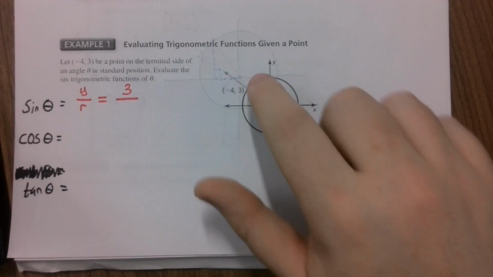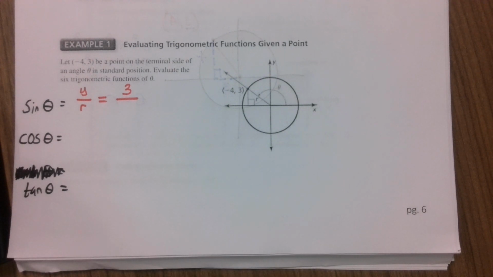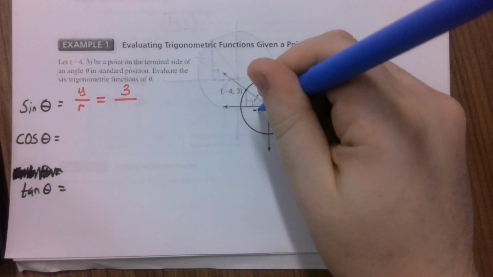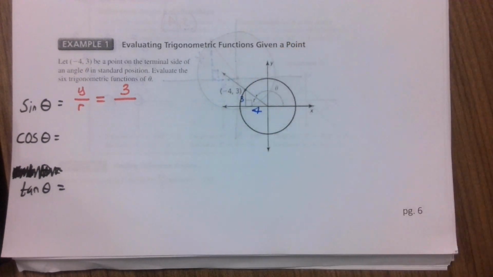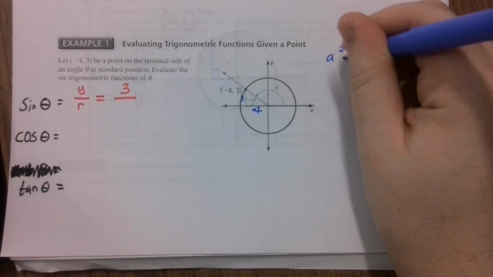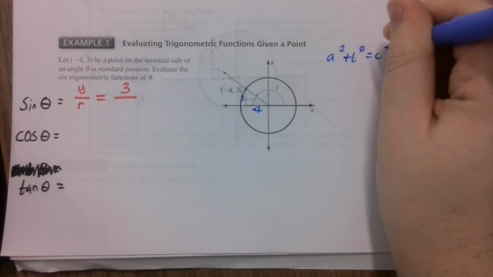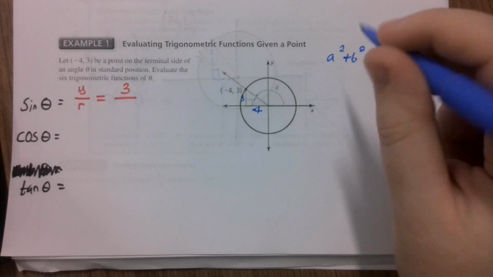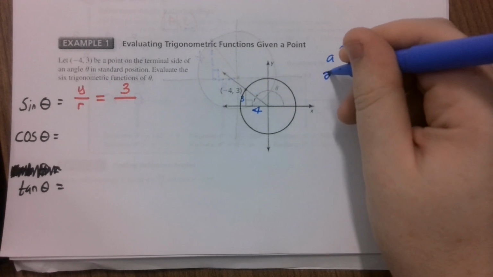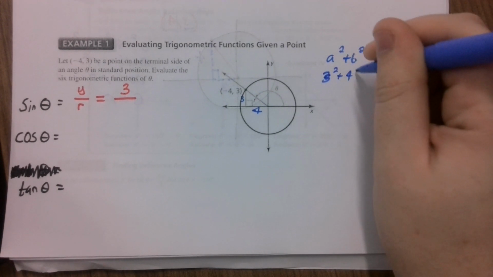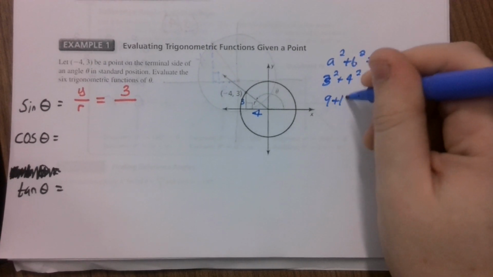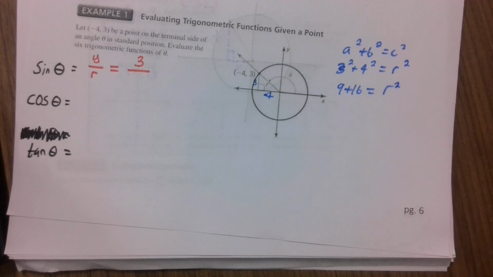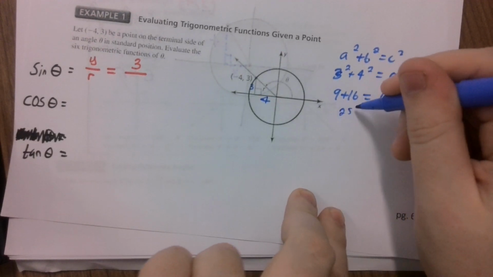We can find the radius if we know this point, because that point represents this side, it's 4 long, and this side that's 3 high. You can solve for the radius using the Pythagorean theorem. A squared plus b squared equals c squared. When we do this, we get that 3 squared plus 4 squared equals r squared, which is 9 plus 16 equals r squared, which, hey, this one's just like the warm-up we did.